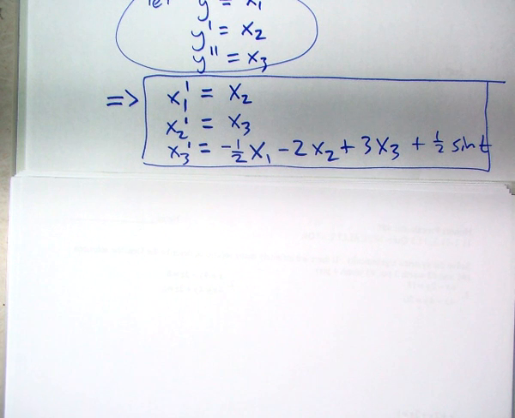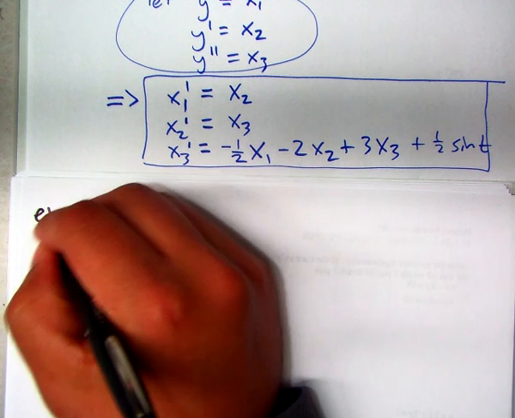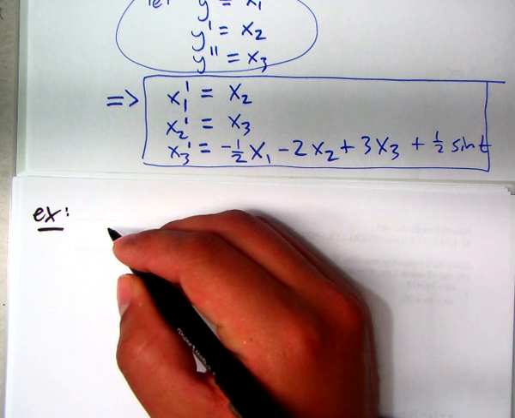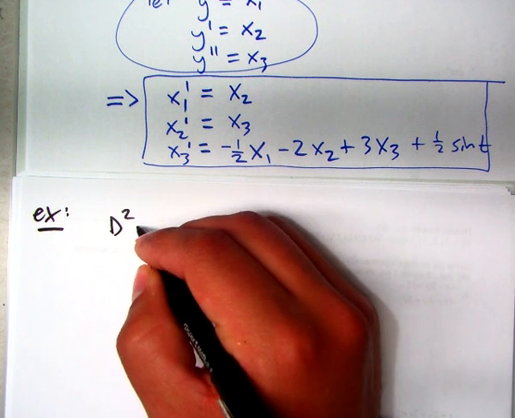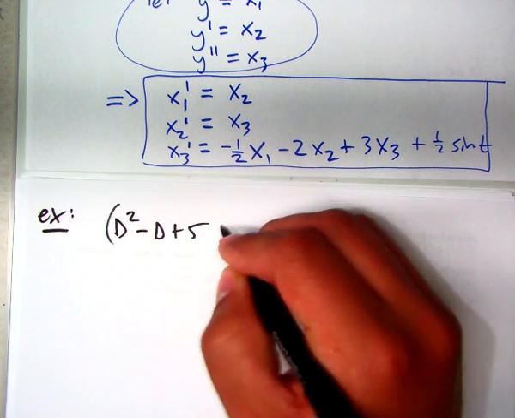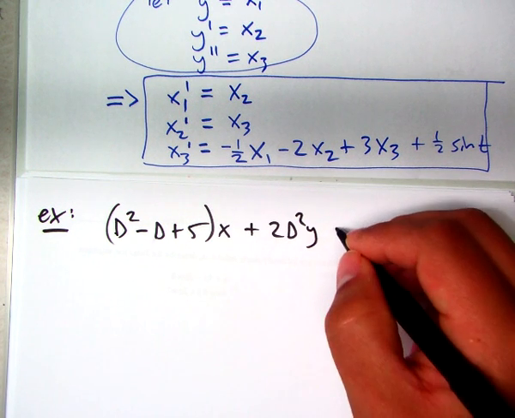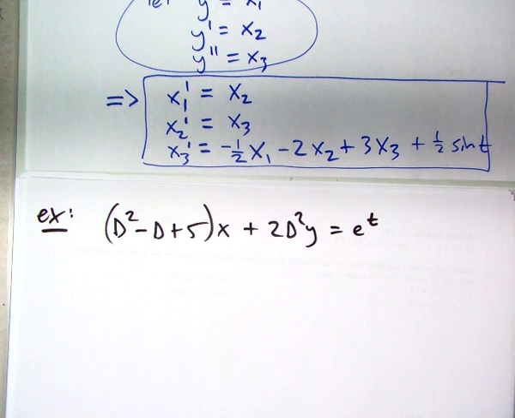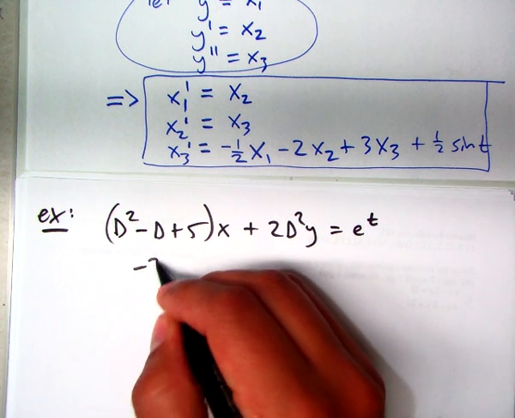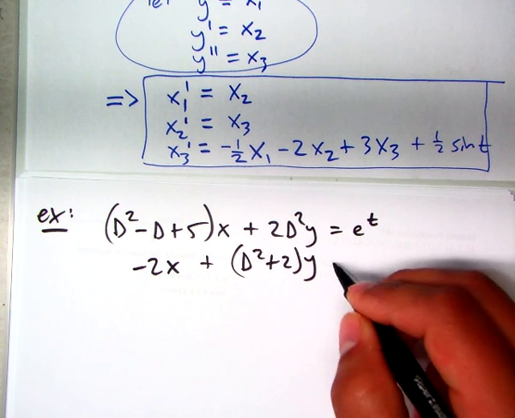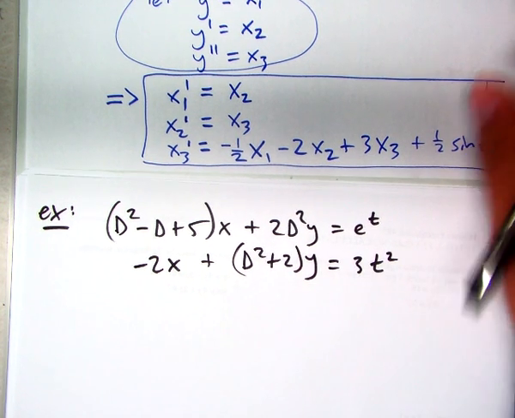let's try this example. So we're going to take (D² − D + 5)x + 2D²y = e^t, and then −2x + (D² + 2)y = 3t².